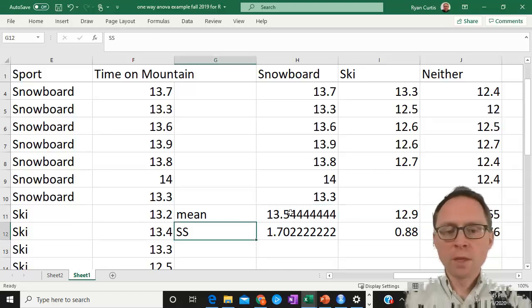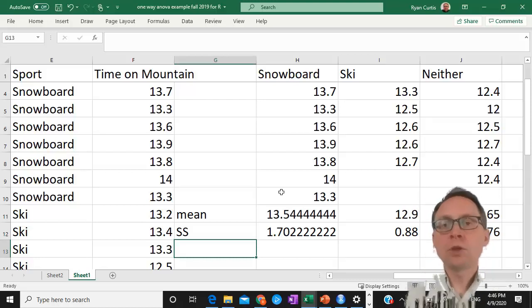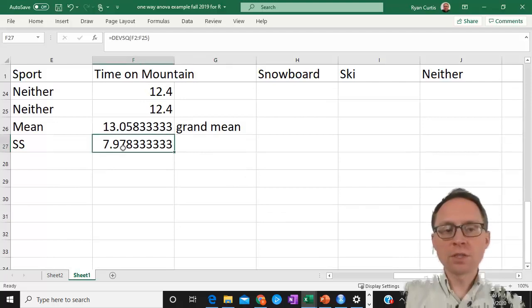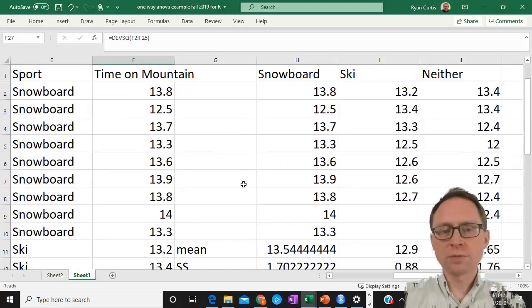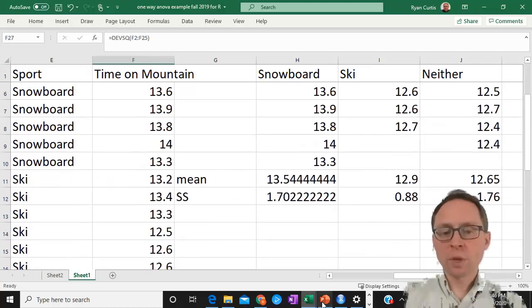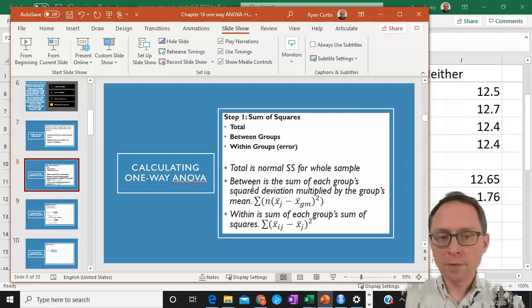All right? Okay, now what we need to do is find the between groups sum of squares. Remember, this is the total sum of squares, right? Just like that's the grand mean, this is the total sum of squares. So now we need to get the between groups sum of squares. Now to do this, let's go ahead and take a look. We're going to take the sum of each group's squared deviation multiplied by the group's mean, right?